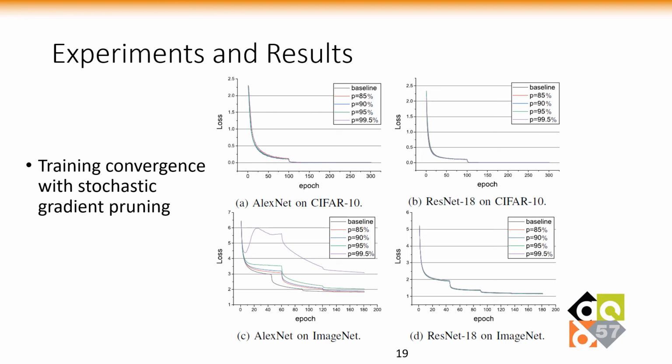The training convergence is basically the same as the original algorithm, unless you use a very aggressive policy, like a 99.5% pruning rate, like in figure C, the line on the top, which has less convergence than the others. But most of the time the convergence is basically maintained.